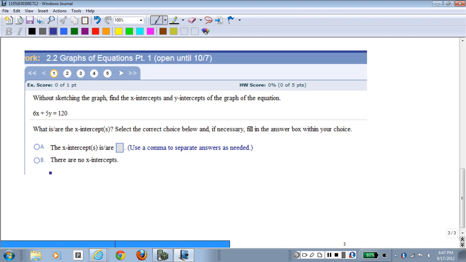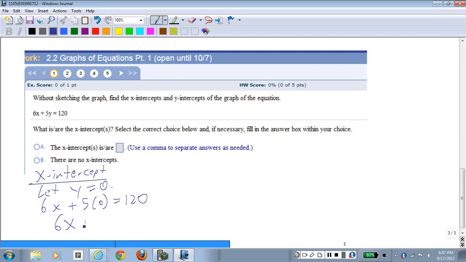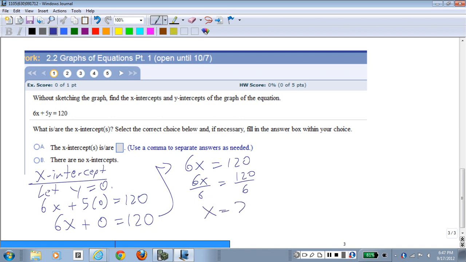So for the x-intercept, let y equal 0: 6x plus 5 times 0 equals 120, and solve the resulting equation for x. 6x plus 0 equals 120. 6x equals 120, and we divide both sides by 6. X equals 20.